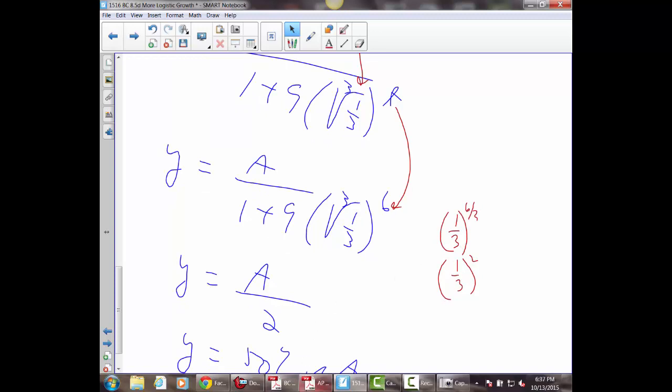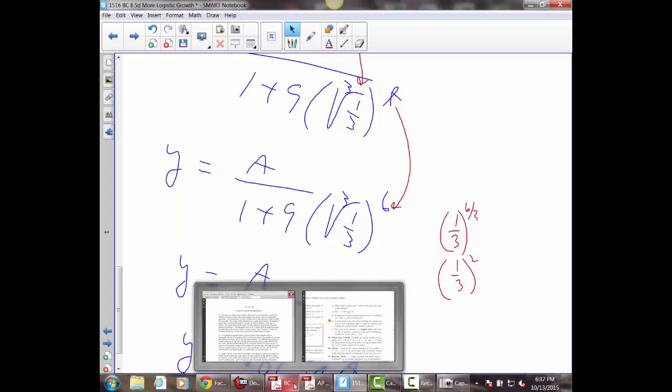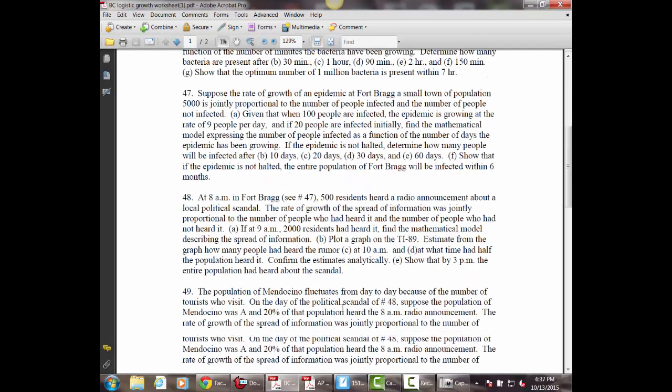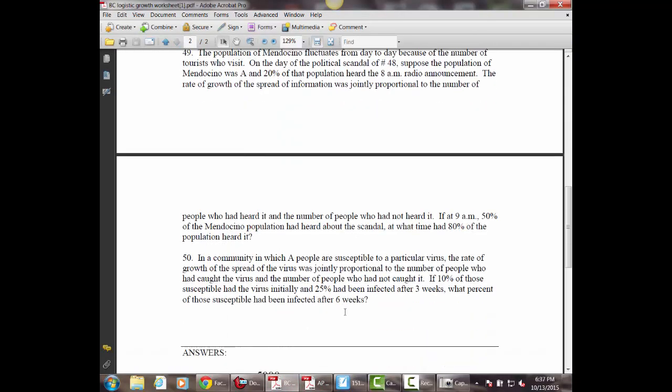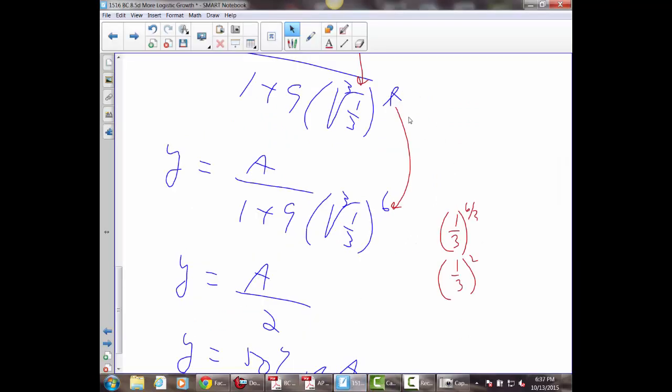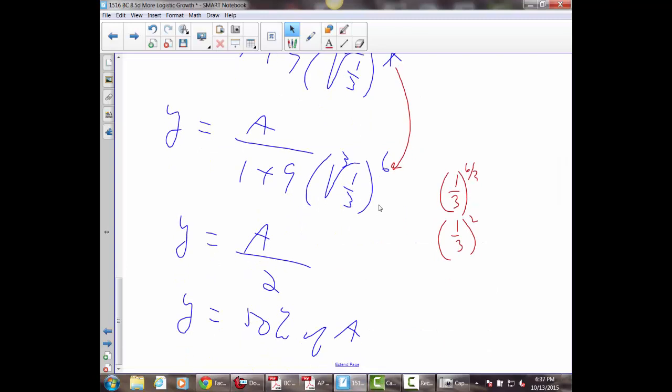Where did I get t equals 6? Ooh, that's a great question. Number 50. What percent of those susceptible had been infected after 6 weeks? So we're going to let t equal 6 weeks, and then we go from there, simplify, and you get that y is half of a, which means it's 50.